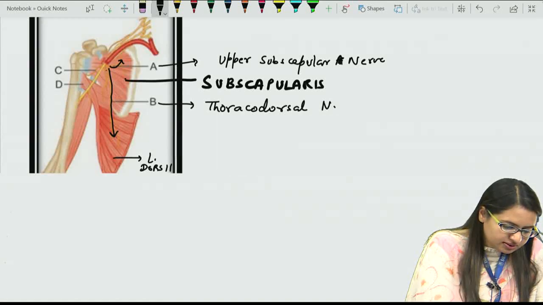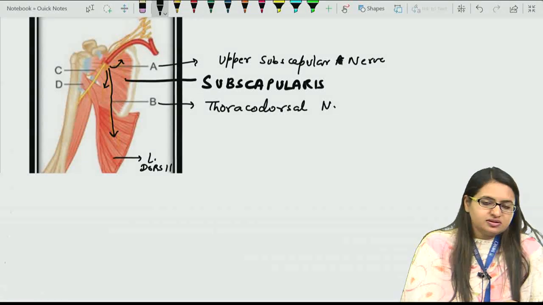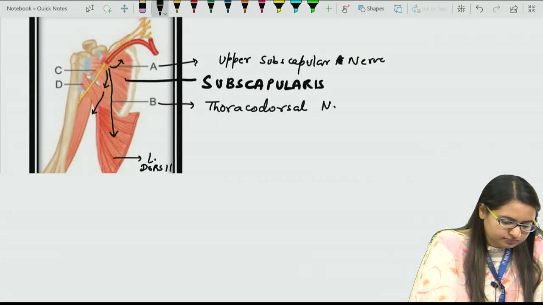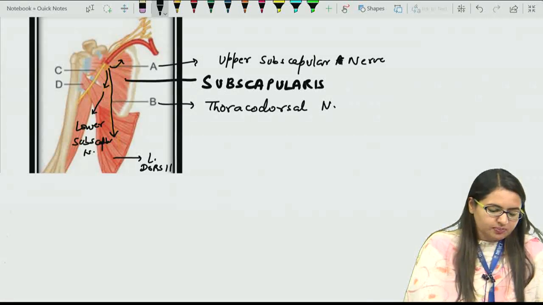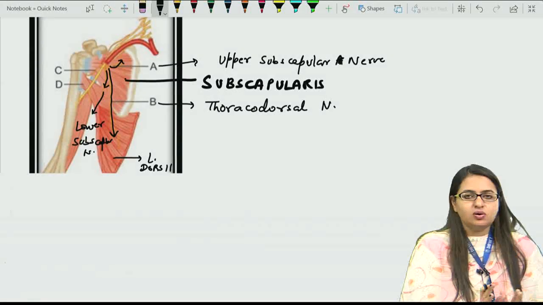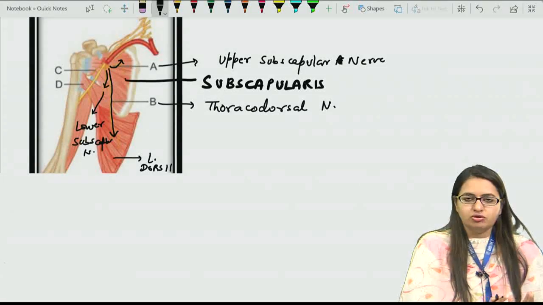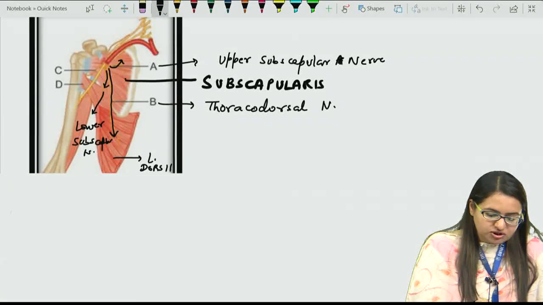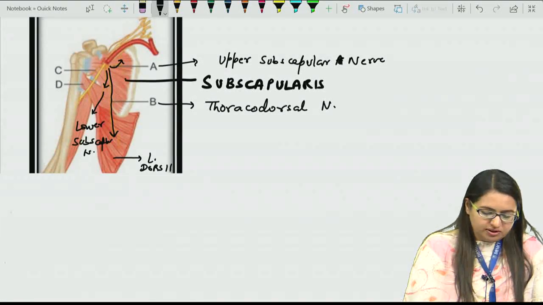Then apart from this, there is a small nerve going like this. This one is the lower subscapular nerve. In this we can see all these are branches of the posterior cord of the brachial plexus: three branches already mentioned, the upper and lower subscapular nerves and the thoracodorsal nerve.